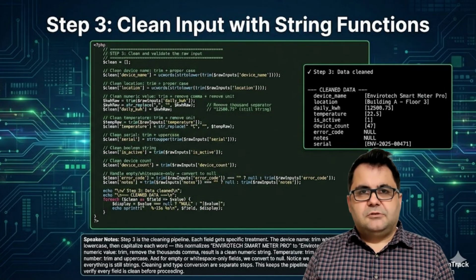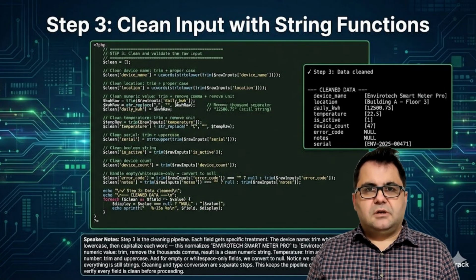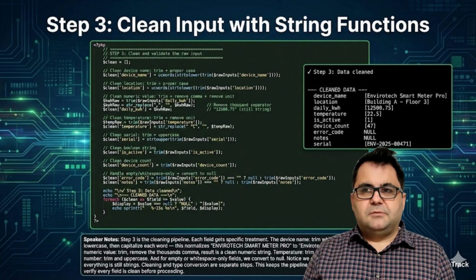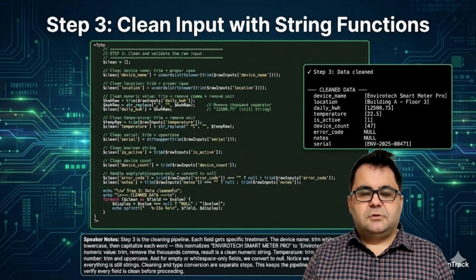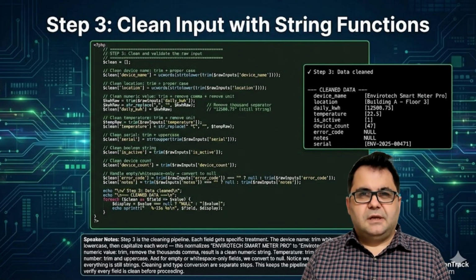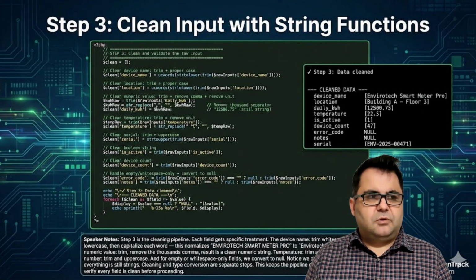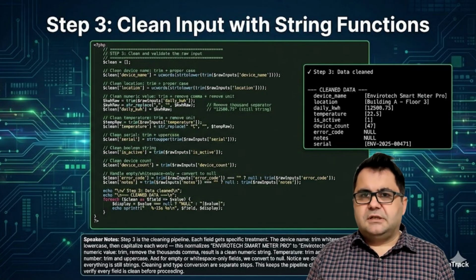And for empty or white space only fields, we convert to null. Notice we don't change types yet. Everything is still strings. Cleaning and type conversion are separate steps. This keeps the pipeline clear and debuggable. Run this and verify every field is clean before proceeding.